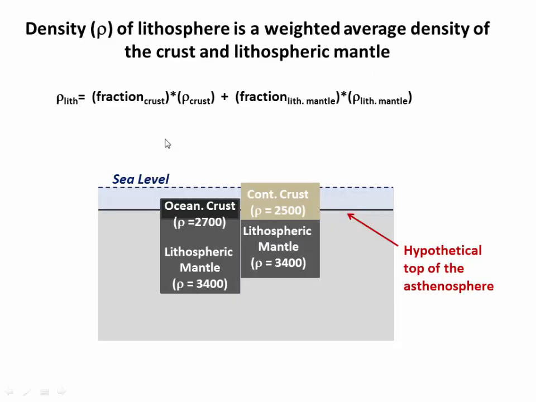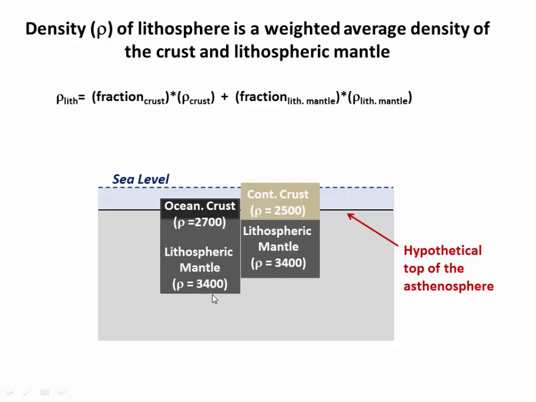So density is a little bit complicated to calculate. Although we're talking about lithospheric blocks, we need to always remember that the lithosphere is divided into two parts, the crust and the lithospheric mantle. And those have very different densities. For example, oceanic crust has a density of about 2,700 kilograms per meter cubed, whereas lithospheric mantle has a density of about 3,400 kilograms per meter cubed.